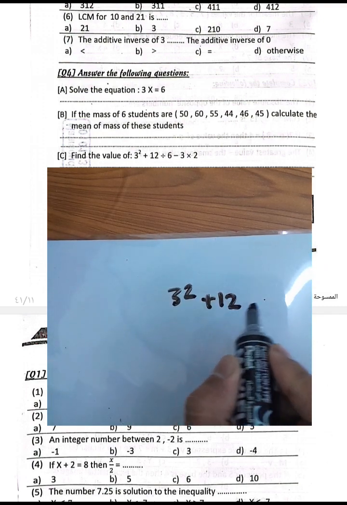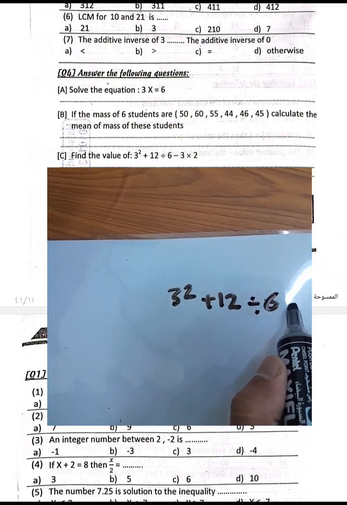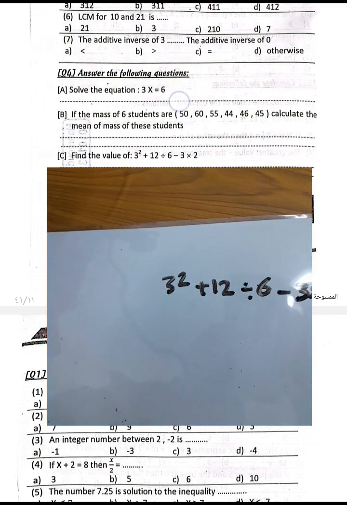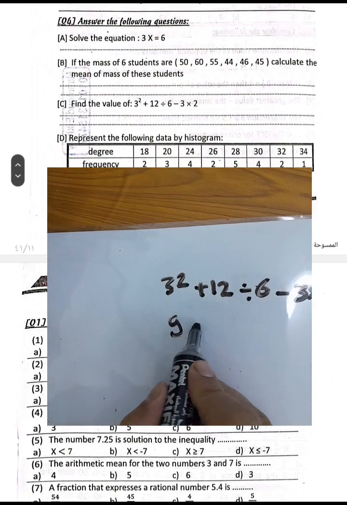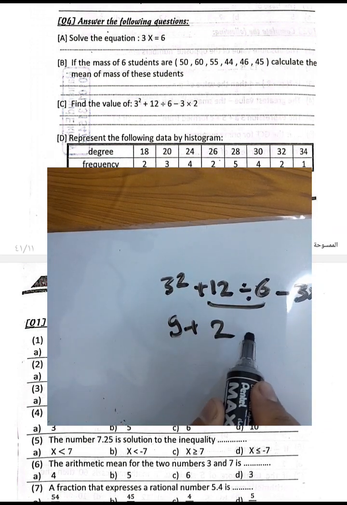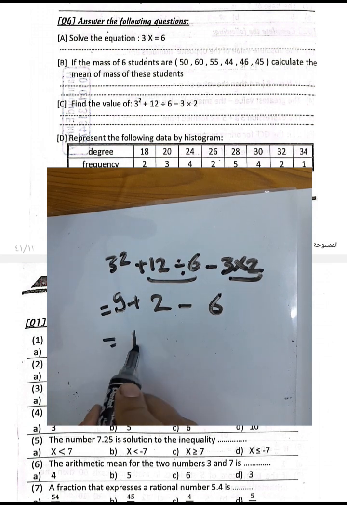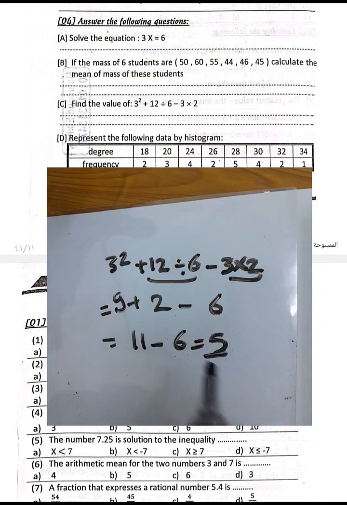Last question, find the value of this expression, 3 power 2 plus 12 divided by 6, subtract 3 times 2. We know 3 power 2 is 9. And 12 divided by 6 equals 2, and 3 times 2 equals 6. 9 plus 2 is 11. 11 minus 6 will be 5.